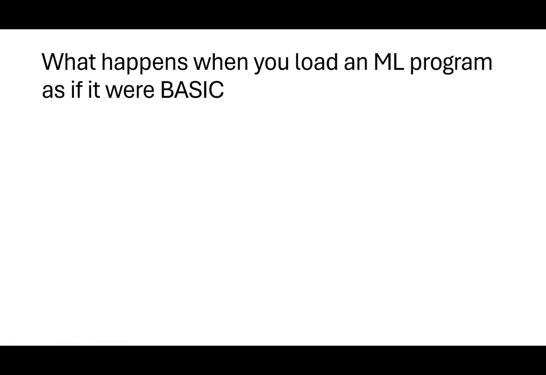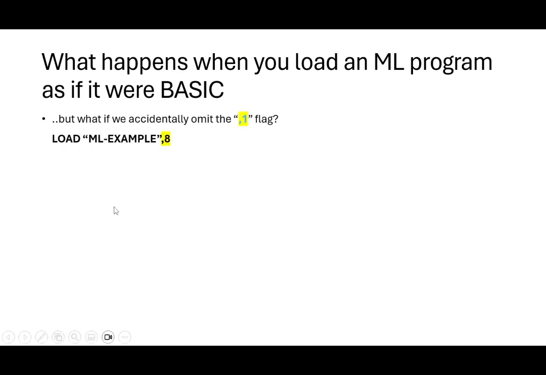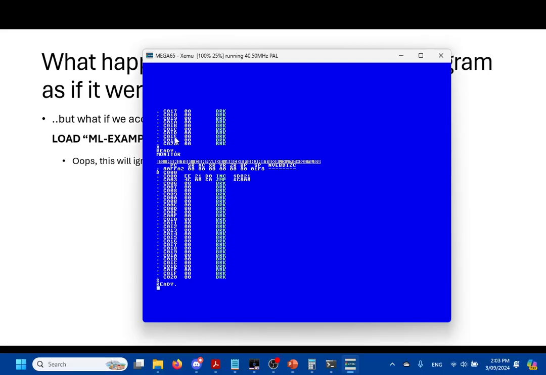But what happens when you load a machine language program as if it were BASIC? This is the gotcha that my friend experienced. What if you were to omit that comma 1 flag? So instead of typing comma 8, comma 1, you just typed comma 8. In that case, BASIC's load routine is going to ignore those first 2 bytes. So actually, let's try that.